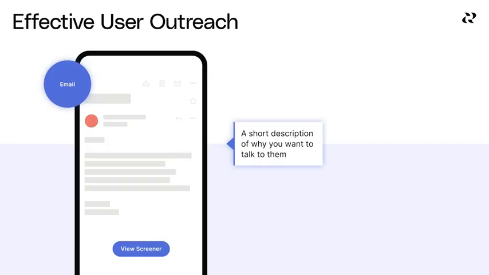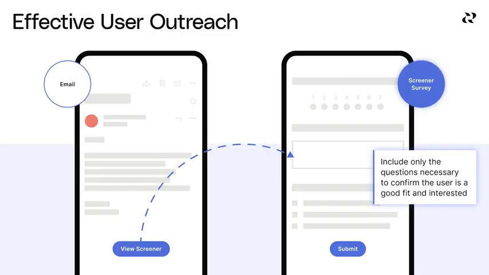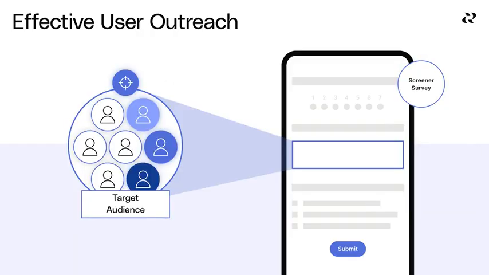Effective contact emails have two parts: a short description of why you want to talk to them specifically, and a screener questionnaire. The screener doesn't need to be exhaustive, but should be just enough to confirm that they're both interested and a good fit for the conversation. Not only do you want to make sure you're not wasting your own time, but you also want to make sure you're not wasting users' time. Someone who is a good fit for your interviews needs to match your audience and also encompass some degree of diversity within the profile if applicable.